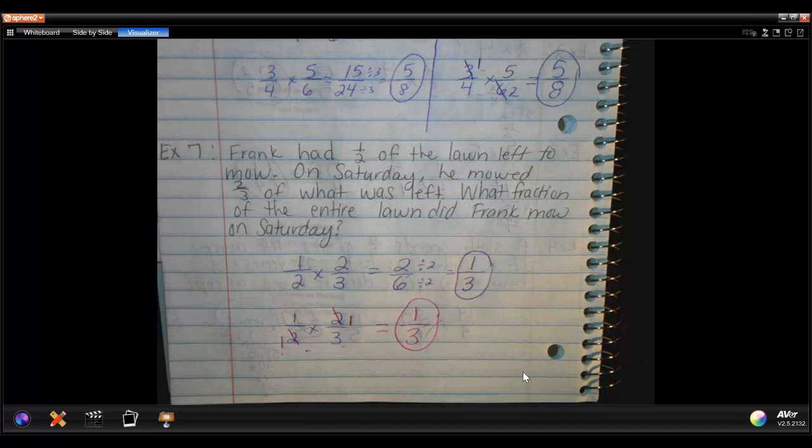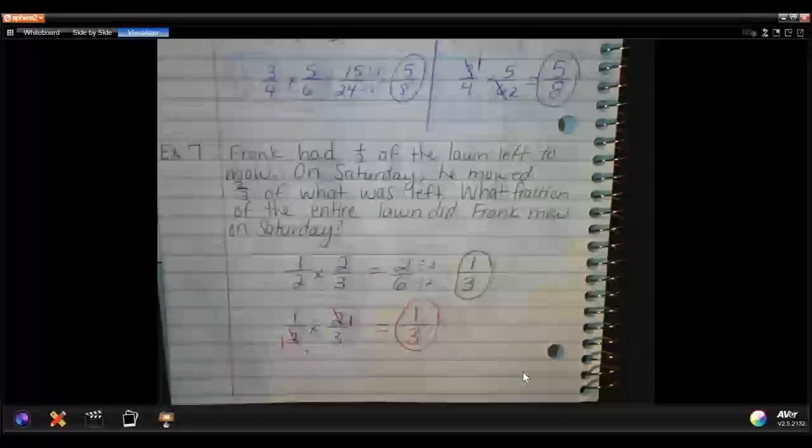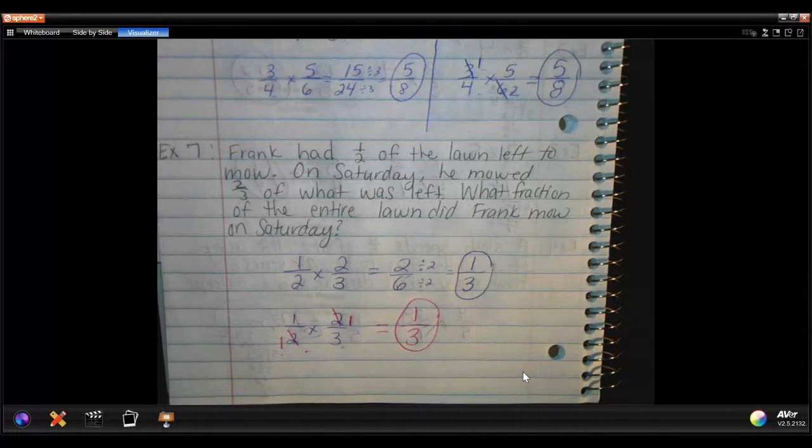Okay. Remember, when multiplying fractions, just multiply your 2 top numbers, multiply your 2 bottom numbers. If it's a whole number, make sure you give it a denominator of 1. And don't forget at the end to simplify.